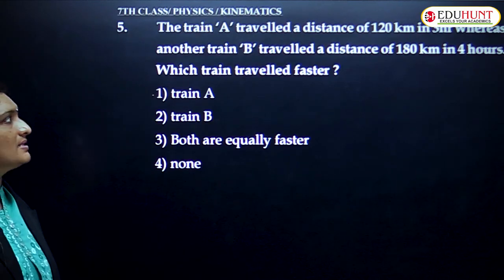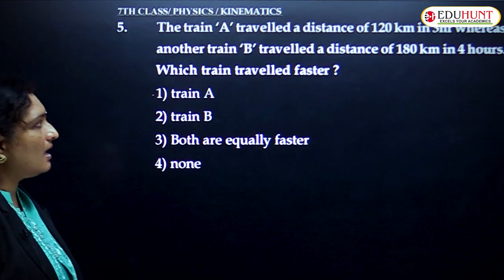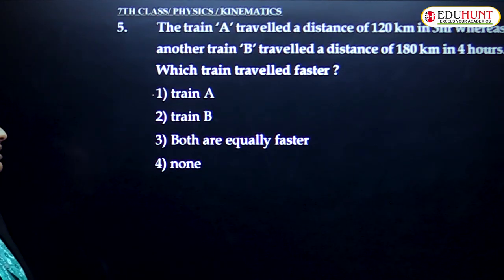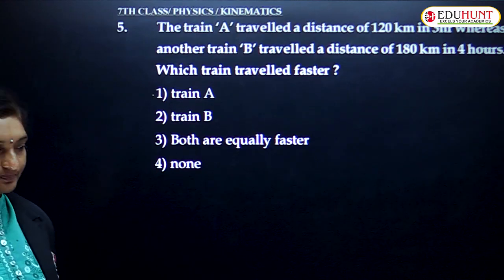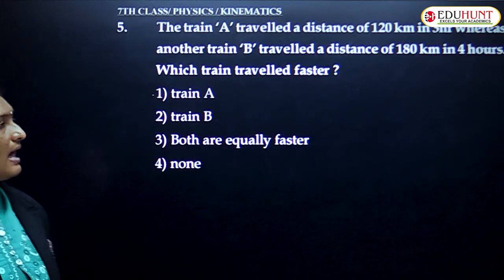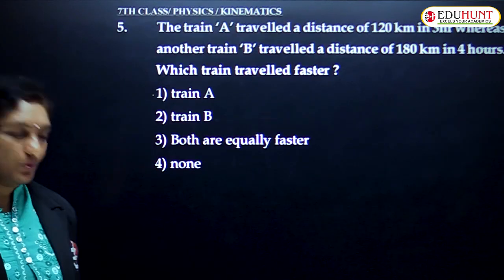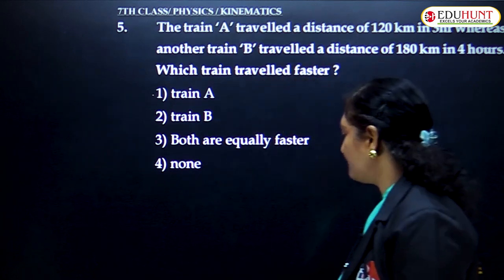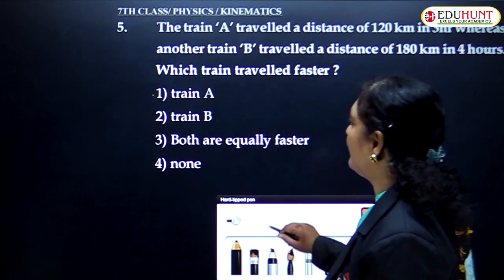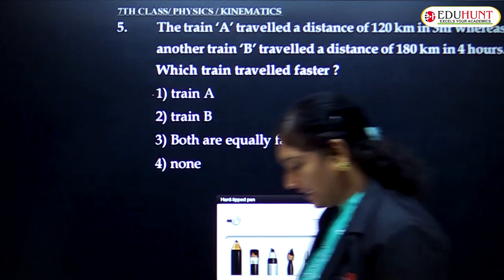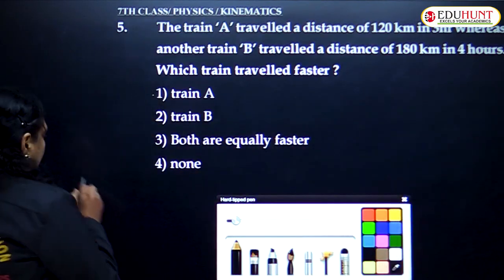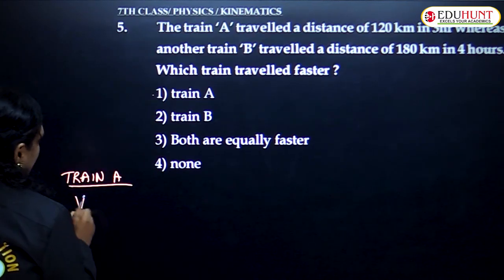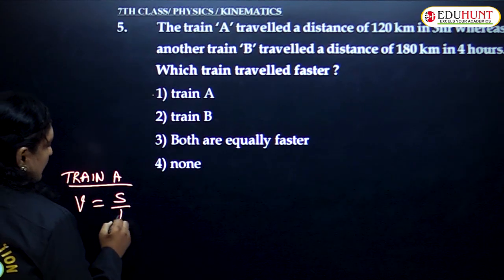Train A traveled a distance of 120 kilometers in 3 hours, whereas another train B travels a distance of 180 kilometers in 4 hours. Which train travels faster? That means whichever train has the larger speed will travel faster. More speed, more faster. So, let us find the speed of each train. Let us first consider the speed of train A. For train A, the formula for speed is distance by time.